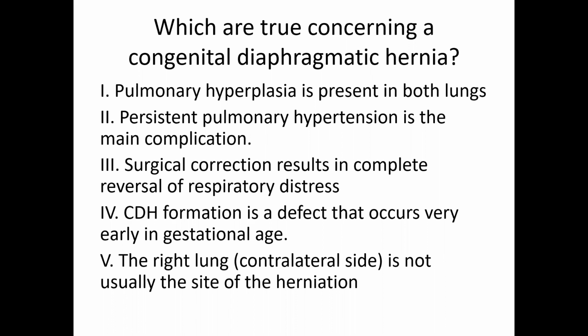You get persistent pulmonary hypertension as the main complication, yes. Surgical correction results in complete reversal of respiratory distress. That's false because the lungs didn't develop. You didn't get the right number of alveoli. You didn't get the conducting airways, the pulmonary vessels. CDH formation is a defect that occurs very early in gestational age, at 6 to 7 weeks. Yes.